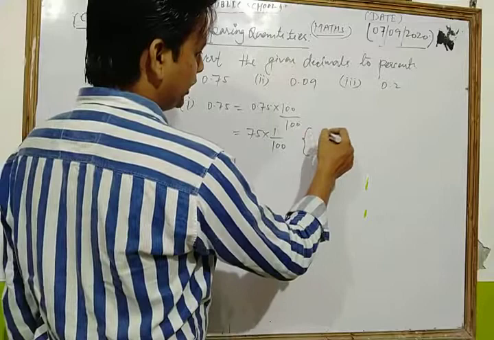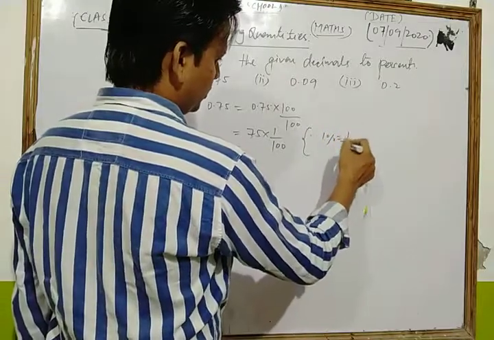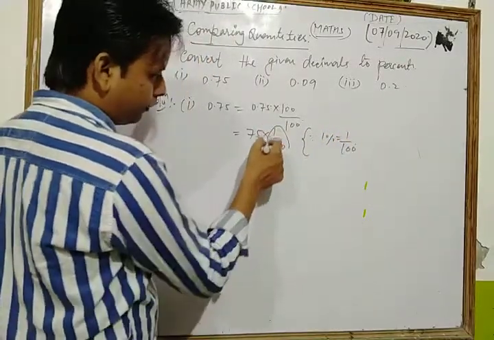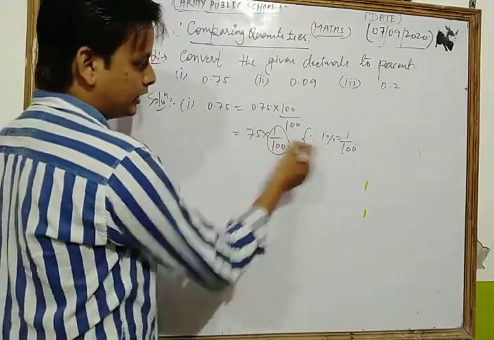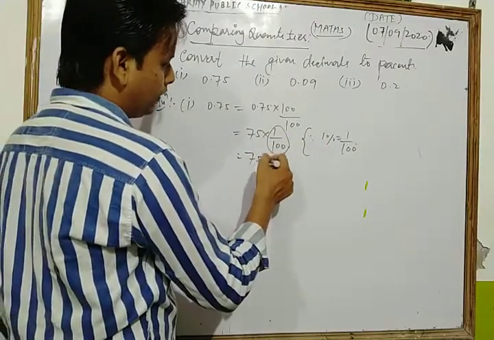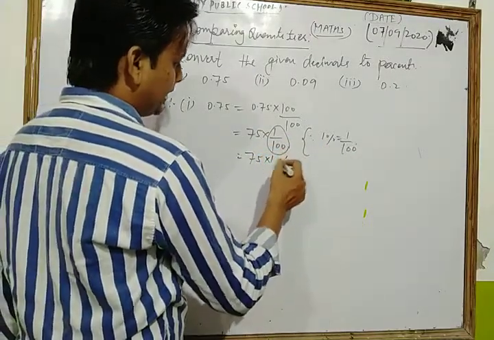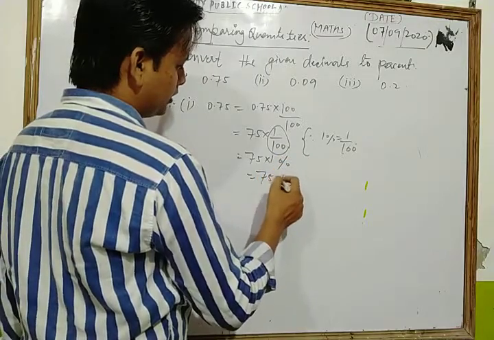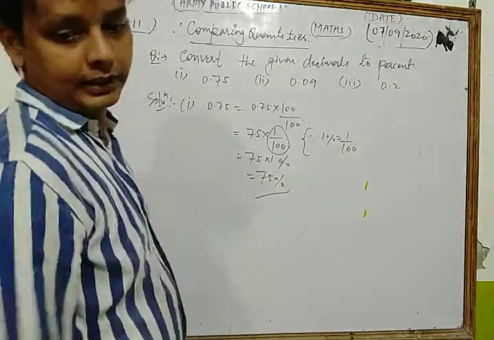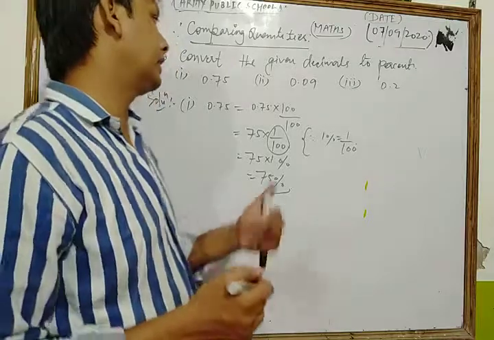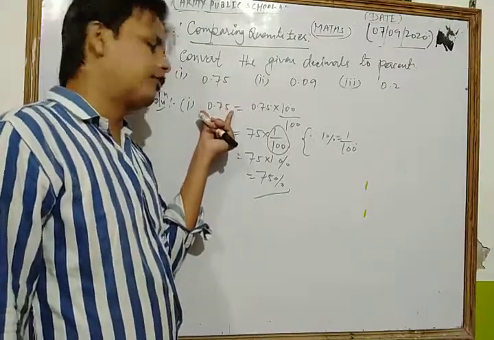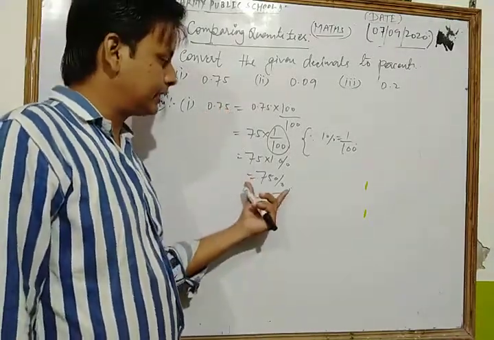But dear students, you know that 1% means 1 upon 100. So we can write 1 upon 100 as 1%. So here we write 75 into 1%, that is 75%. In this way, 0.75 in the form of percentage is 75%.